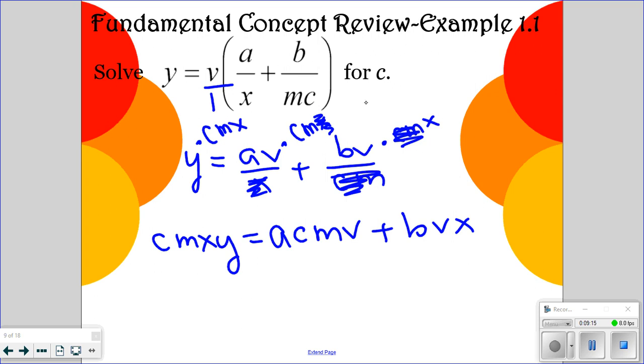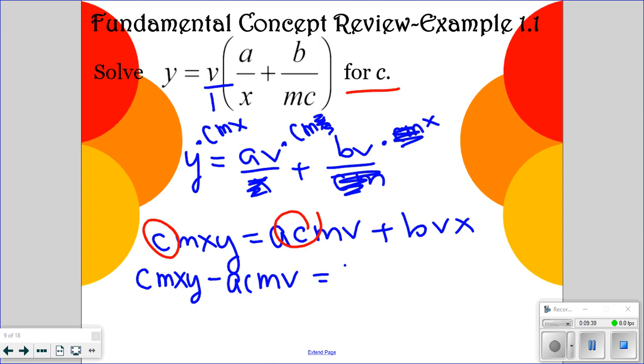So it says solve it for C. So here is one of our C's, and here is the other one. So the first thing we need to do there is to get them both on the same side. So this is the one that I'm going to move over to the left side, and to do that you have to change the sign of it, subtract it. So we're going to have CMXY minus ACMV equals BVX.